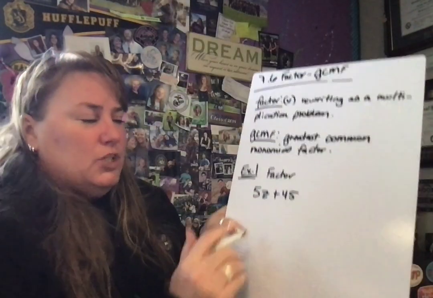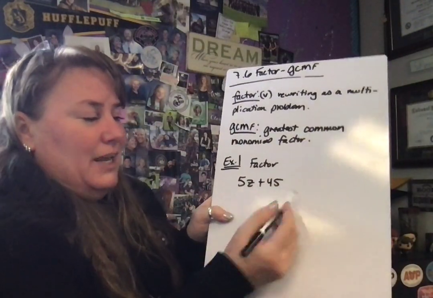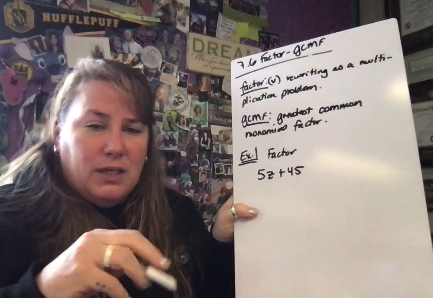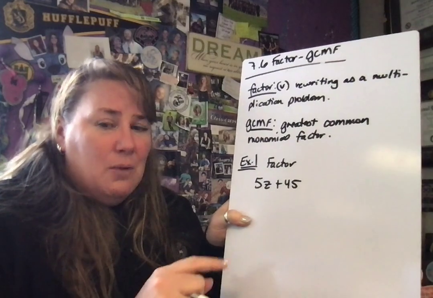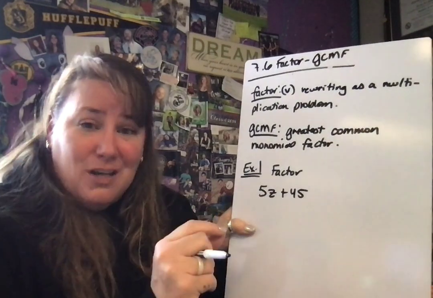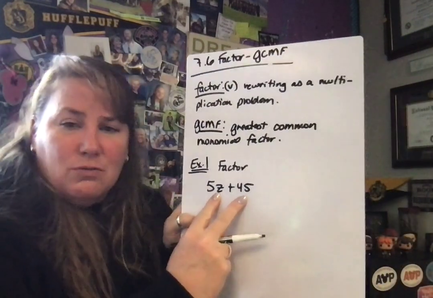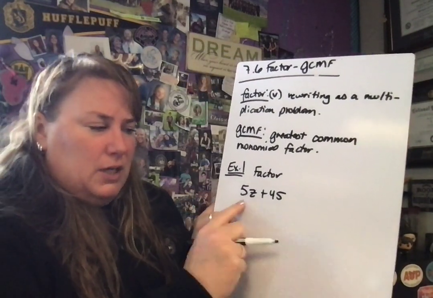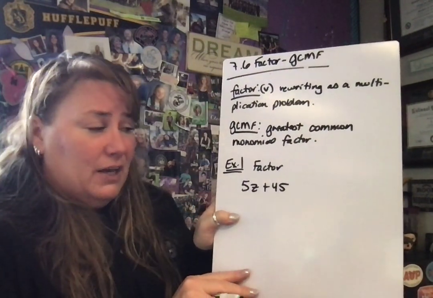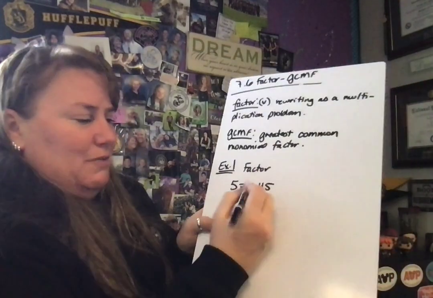So what you're looking for is the greatest common factor of 5z and 45. There are two things you always want to think about. What's the highest number that can go into 5 and 45? But then also when it comes to variables, there's another piece to that. Since both terms do not have the same variable, your greatest common factor will just be the number that goes into both 5 and 45, which is going to be 5.